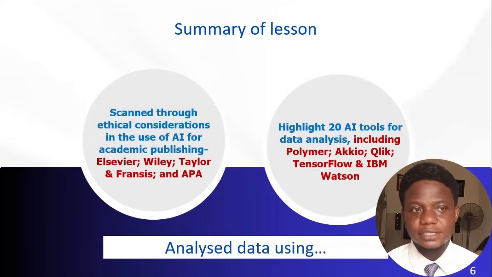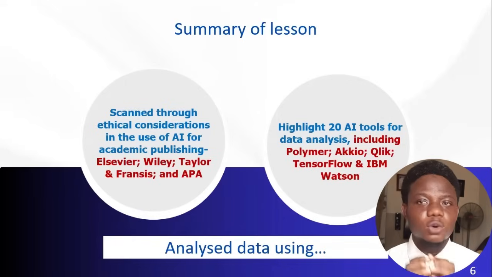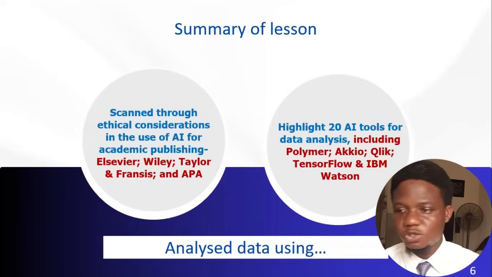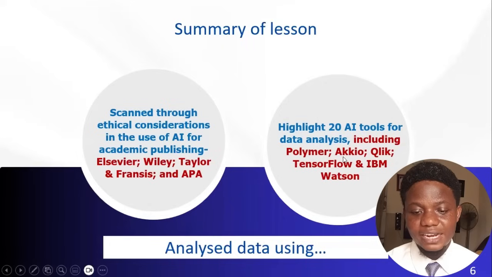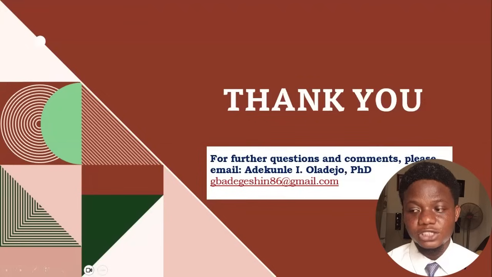Do not take AI as an author. Do not just ask this machine to generate a 2,000 word essay and copy it and paste it straight into your document and say you have done something. That is not an ethical way of using AI. We have also scanned through 20 AI tools that we can use, and it includes Polymer, Accio, QLink, TensorFlow, IBM Watson, and others. And then we were able to explore the trial version features of 3 other AI tools, the Chatpixel, Vinley, and of course, the TaskRail.